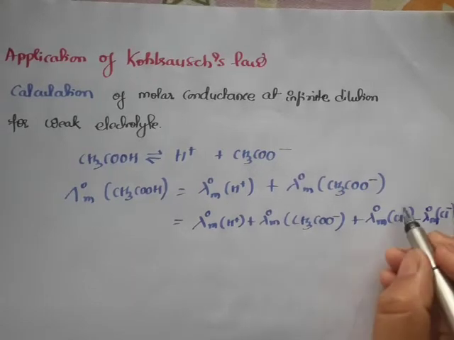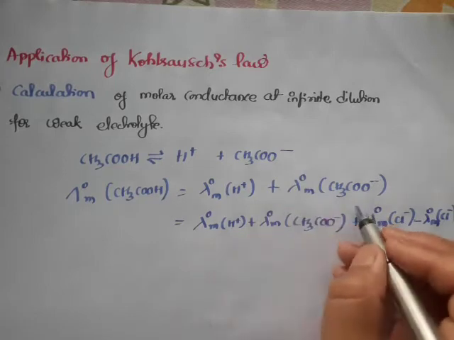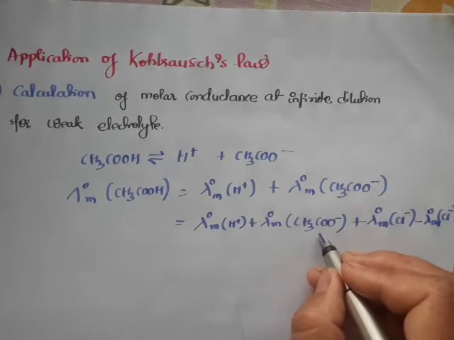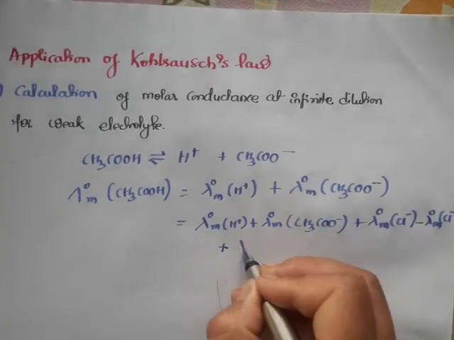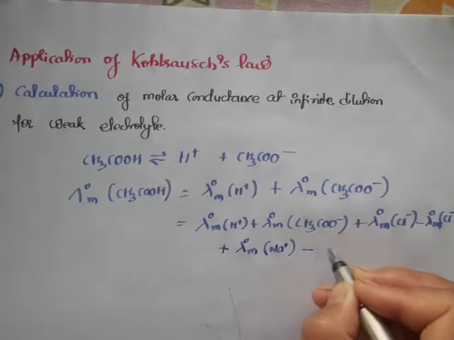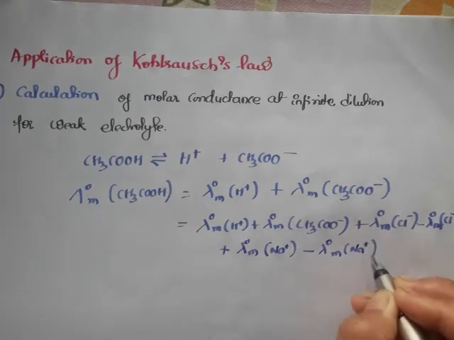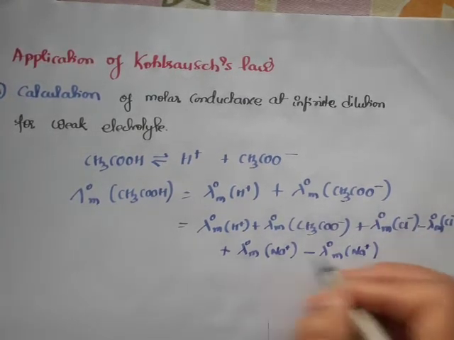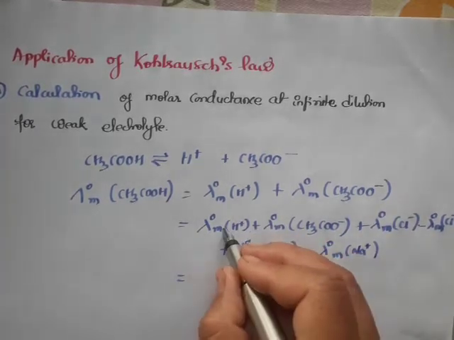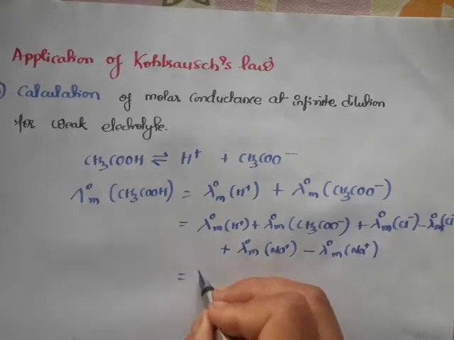On doing this, what will we get? The two will cancel and we get the same expression as above. Now, this acetate can come from sodium acetate. So we need the limiting molar conductivity of sodium ion, plus and minus the limiting molar conductivity of sodium ion. Again, these will cancel and you will get the same as above. Now you group them as strong electrolytes, H and Cl, CH3COO and sodium. So what are you going to get?